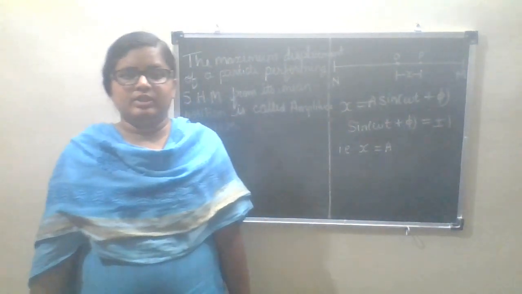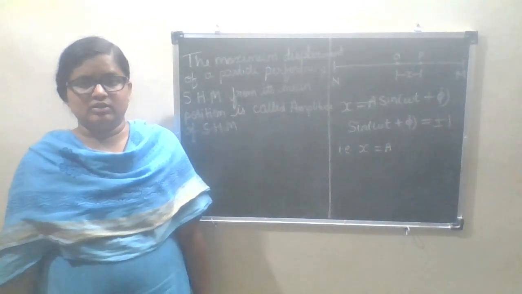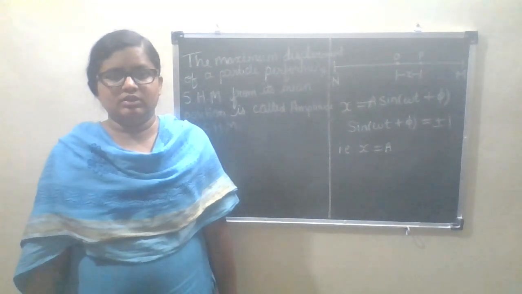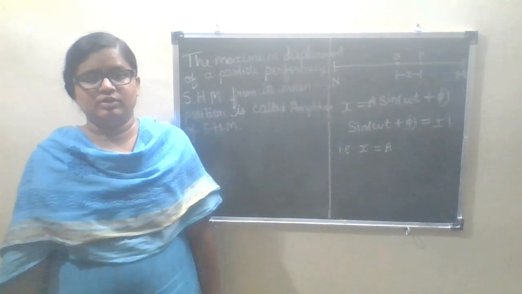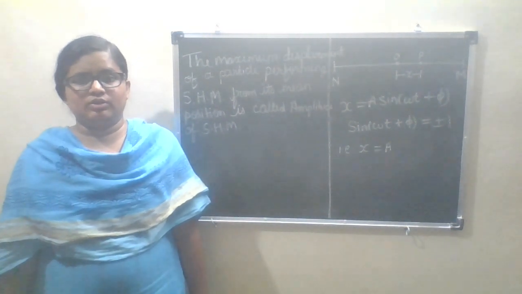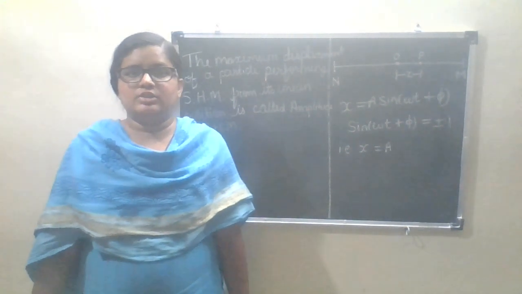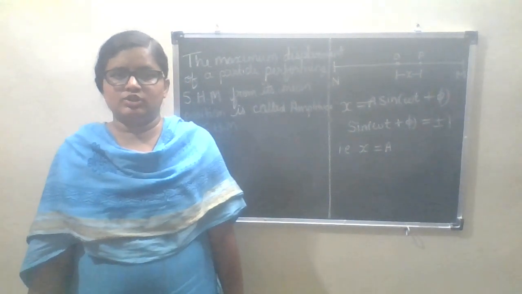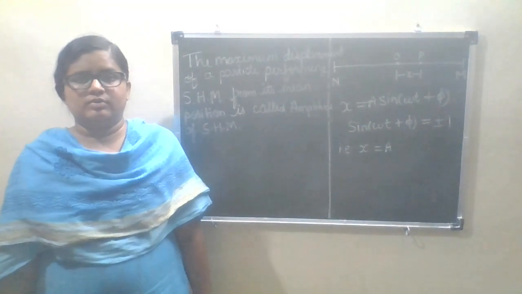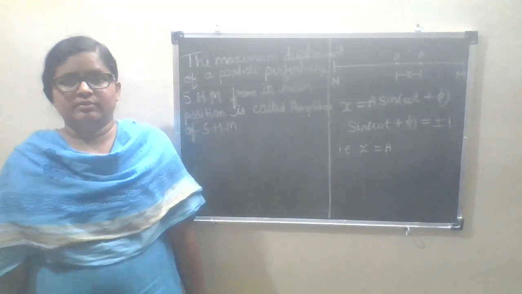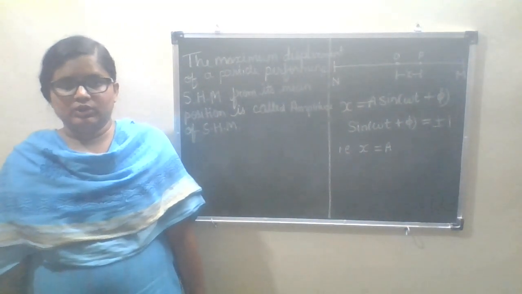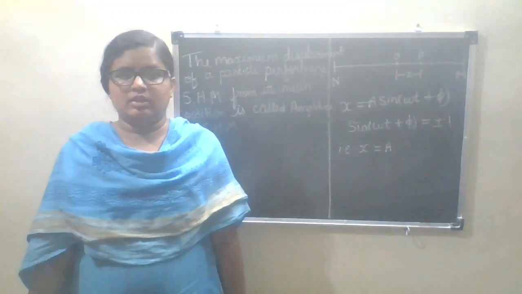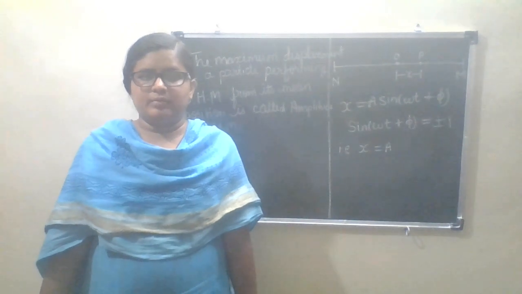Hello everybody. In the previous lecture we started chapter number 5, oscillation. In that we have seen linear simple harmonic motion, the differential equation of SHM, and then the extreme values of velocity, acceleration, displacement, and the expressions of velocity, acceleration, and displacement respectively, and also the differential equation. Now we will see what is amplitude.